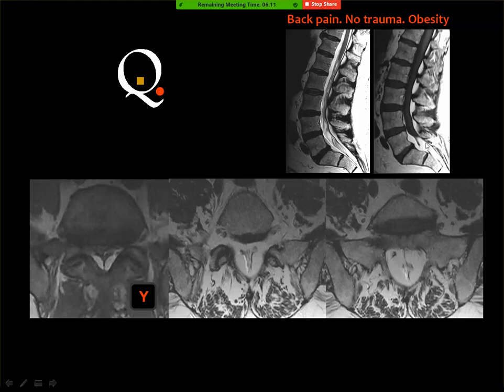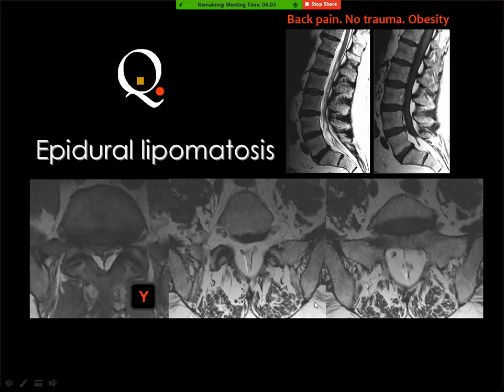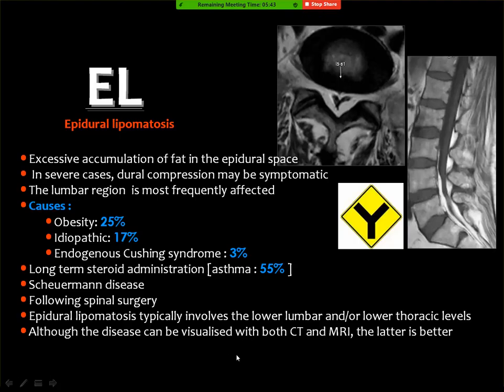This is a lymphoma which is present in the epidural space compressing the thecal sac, known as epidural lymphomatosis. And this lymphomatosis has a characteristic MRI appearance which looks like the letter Y, and this is because of the compression of the thecal sac from both sides, resulting in this appearance.